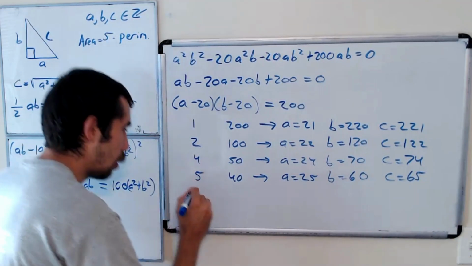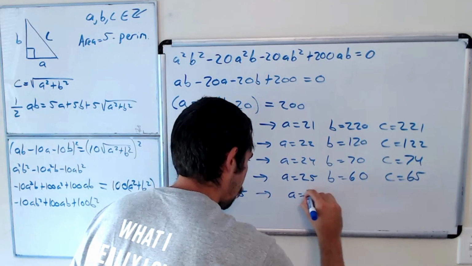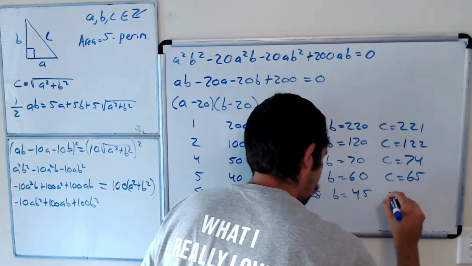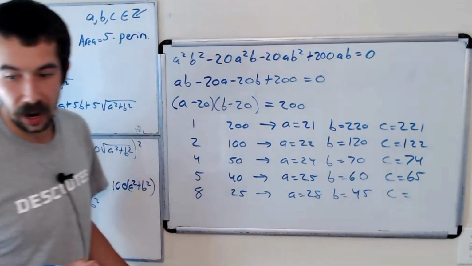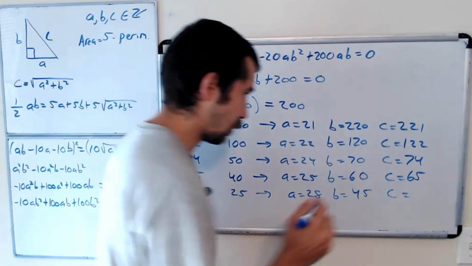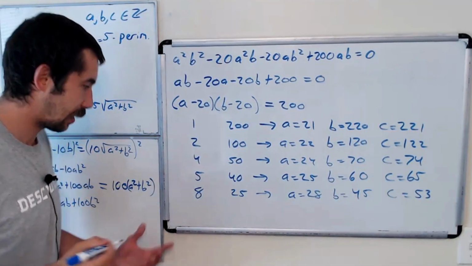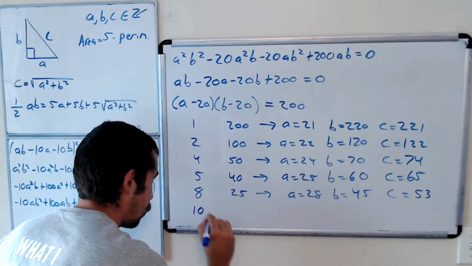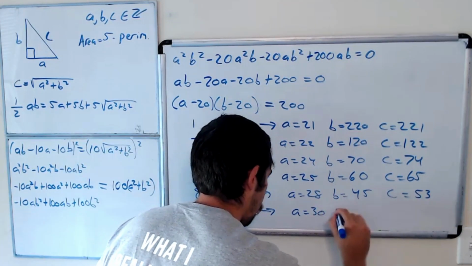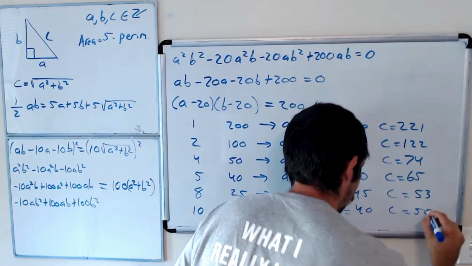Okay, there's only a couple more. We could have 8 times 25, which gives A equals 28, B equals 45, and C is equal to 53. And then last, we could have 10 times 20, which gives A equals 30, B equals 40, and C equals 50.